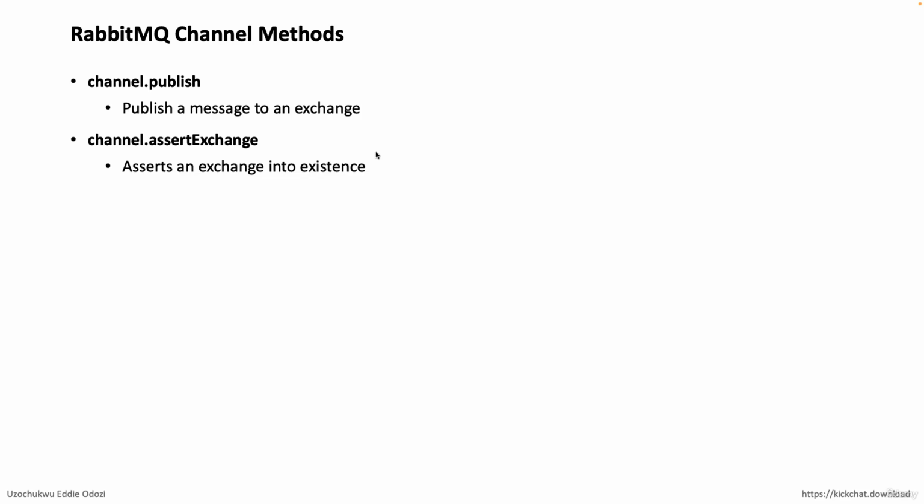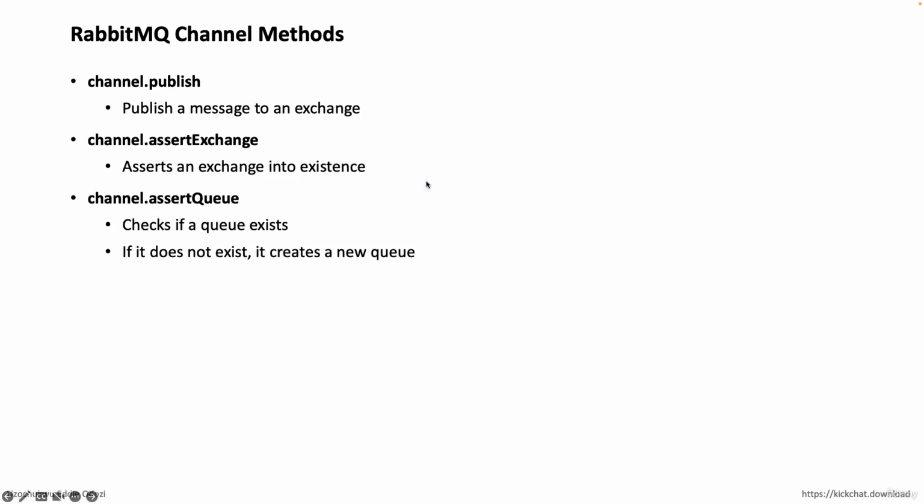Another method is the assertQueue. This assertQueue checks if a queue exists. After the exchange receives the messages, it uses the routing key to send the messages to the queue. Then the assertQueue will check if the queue exists. If it does not exist, it will create a new queue. So if you have a queue, maybe for sellers, the assertQueue will check, okay, does this queue exist? If it does not, then it creates the queue.